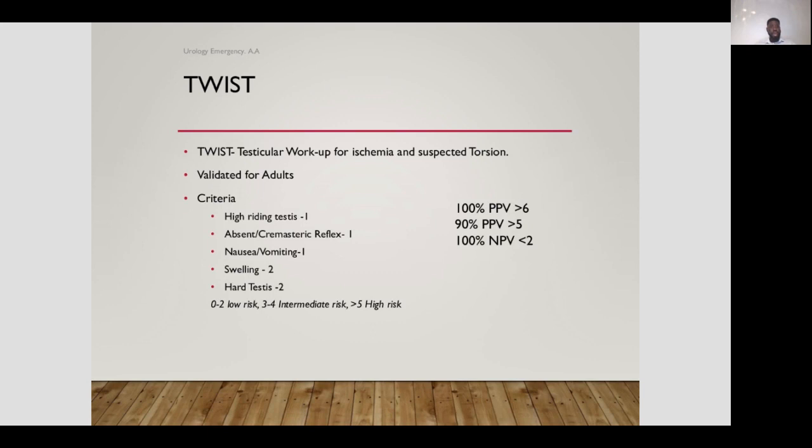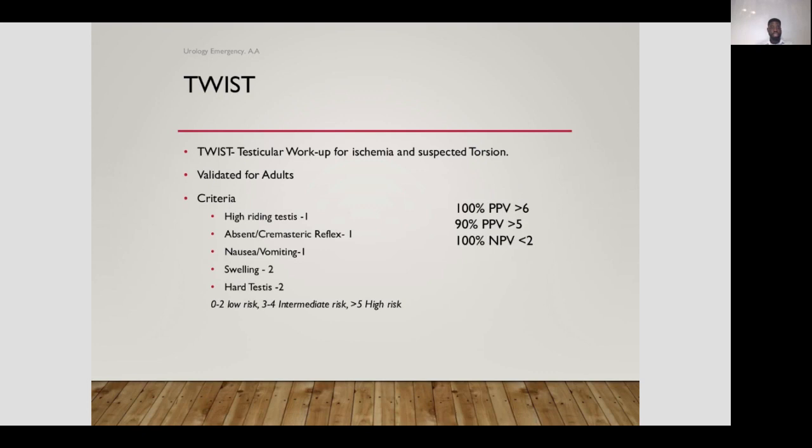Because of how subjective pain can be, the TWIST score was initially made for the pediatric population, for one, non-experienced clinicians and also non-clinicians, to help them to differentiate if a child has torsion or not. But it's now been validated for adults and for use even amongst physicians. So it has criteria: high riding testes, absent cremasteric reflex, nausea and vomiting, swelling of the testicles, and hard testicles.